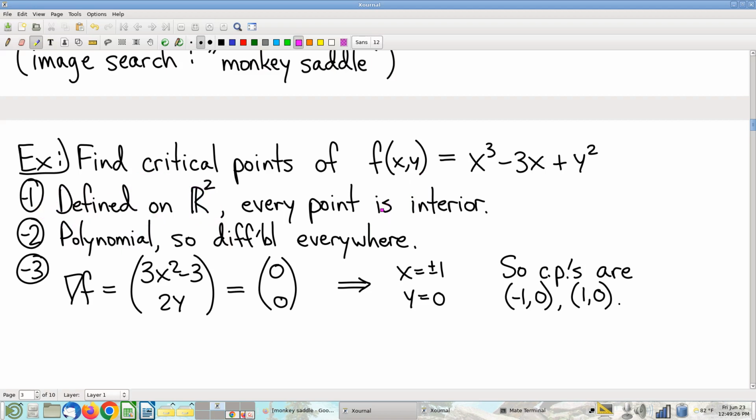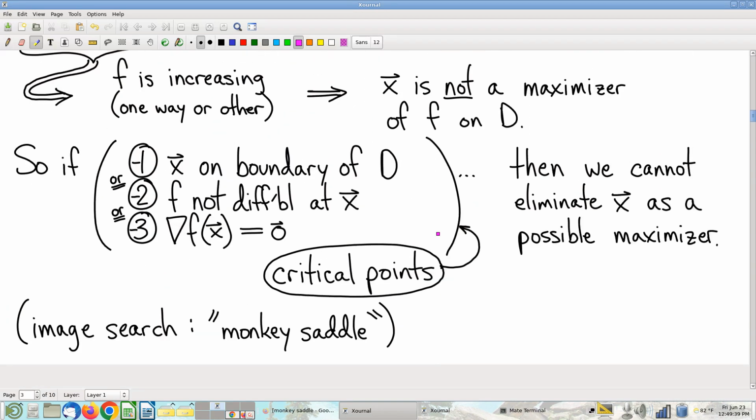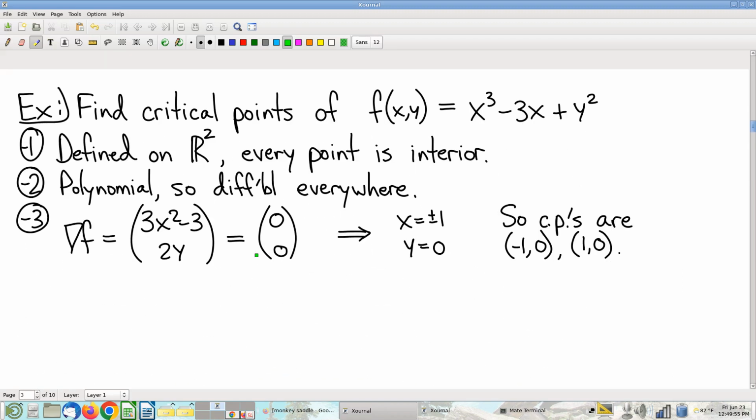Next, this function is differentiable everywhere because it's a polynomial. This is just a long since established fact about polynomials. They're differentiable everywhere. Notice we're going down over our list here. We didn't find any boundary points, and we haven't found any failures of differentiability. So the only thing left to check is the possibility that there might be some points where the gradient is equal to 0. So no big deal.